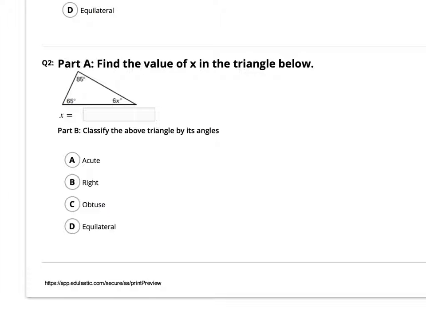Okay, question number 2. Again, we're finding the value of x. There's a part A and a part B. Again, to find the value of x, we're going to go similar to what we did in number 1. You've got 6x plus 65 plus 85. Set that all equal to 180 degrees because that's how many degrees are in a triangle. Don't forget to combine your like terms first before you go moving them over to the other side. And again, in part B, select whether it is an acute, right, obtuse, or equilateral triangle. Okay, that's question 2.